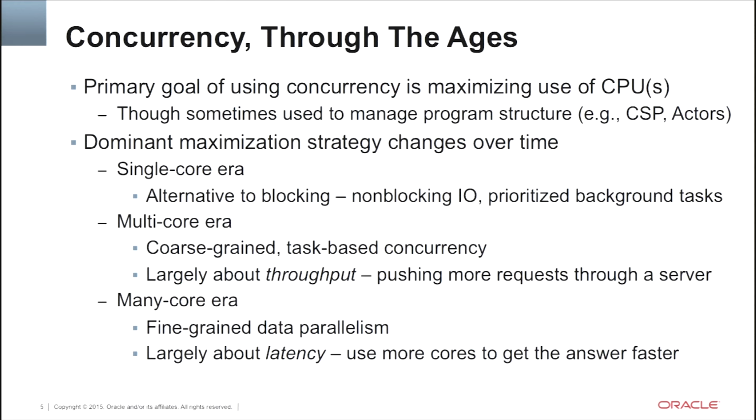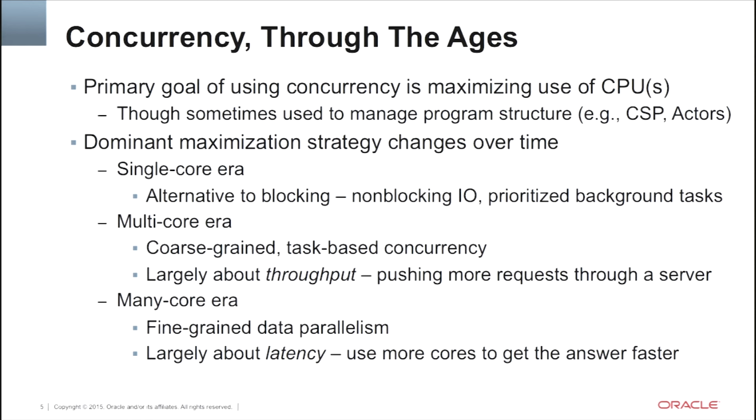You can push more requests through the server, as long as processing any given task doesn't run into contention with processing other tasks. As the core counts continue to improve, that trick starts to run out of gas, and we need to look for finer grained parallelism in our tasks. And the performance target that we're aiming at shifts from throughput to latency. Can we use more cores to get to the answer faster?